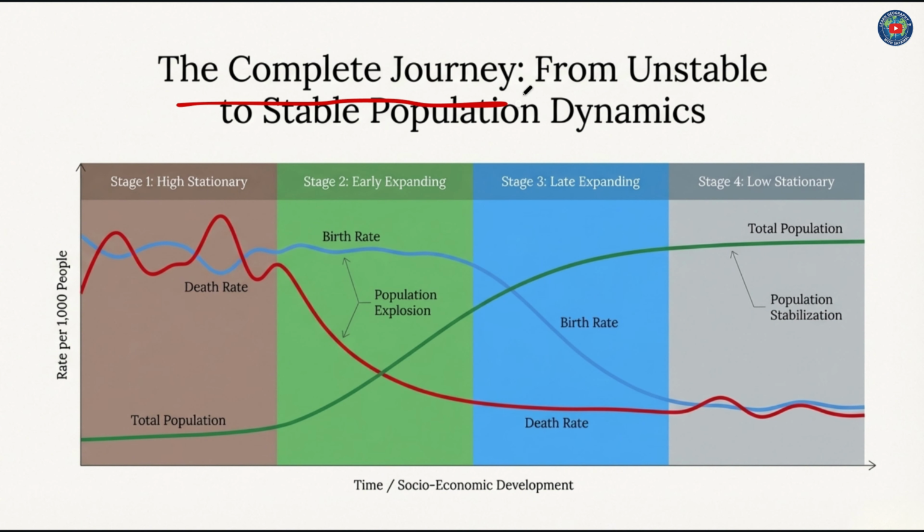The complete journey from unstable to stable population dynamics: stage 1 high stationary, stage 2 early expanding, stage 3 late expanding, stage 4 low stationary. Both death and birth rates are high in stage 1. In stage 2, birth rate is high but death rate is declining. Then in stage 3, birth rate begins to decline and death rate is low, and both death and birth rates are low in low stationary stage 4.